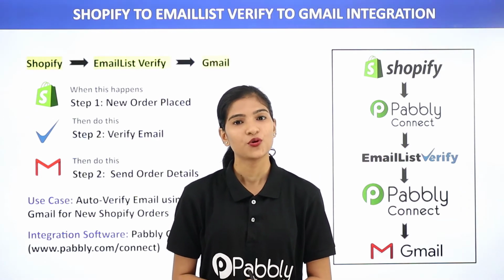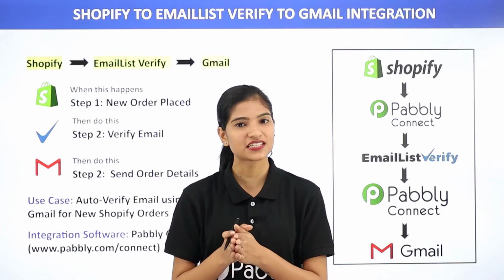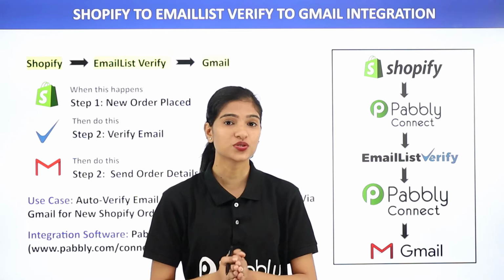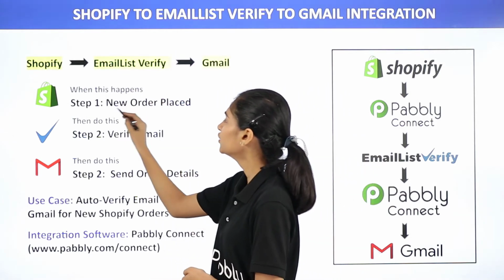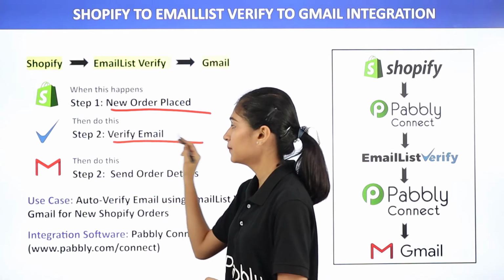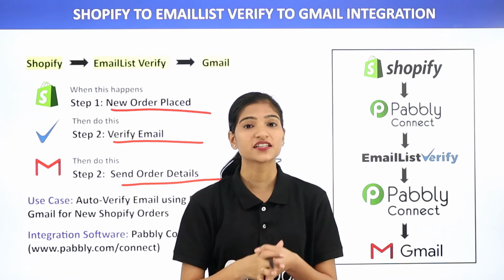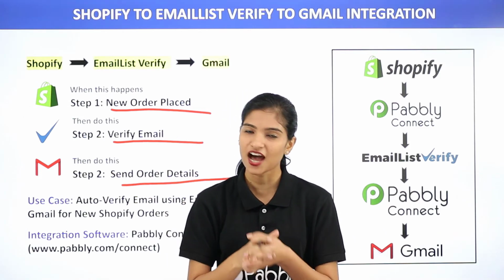Today in this video, we are going to integrate three software applications: Shopify, Email List Verify and Gmail. So the use case here is that whenever a new order is placed in Shopify, automatically verify the email in Email List Verify and then send the order details via Gmail. Now let us know what these three software applications are all about.